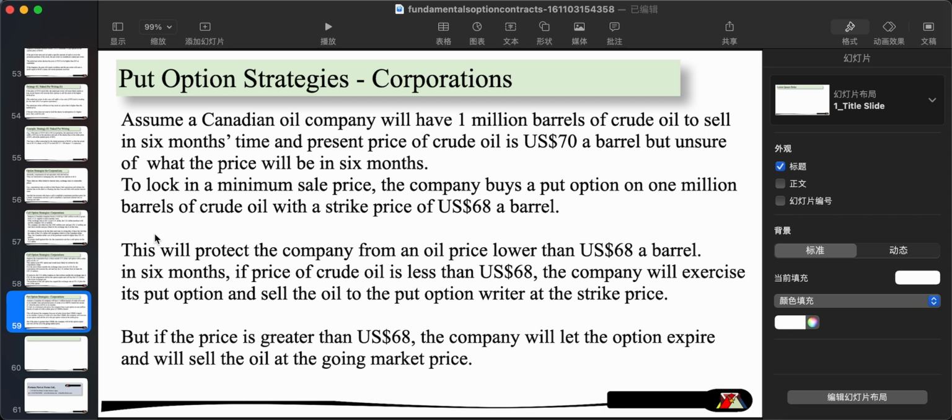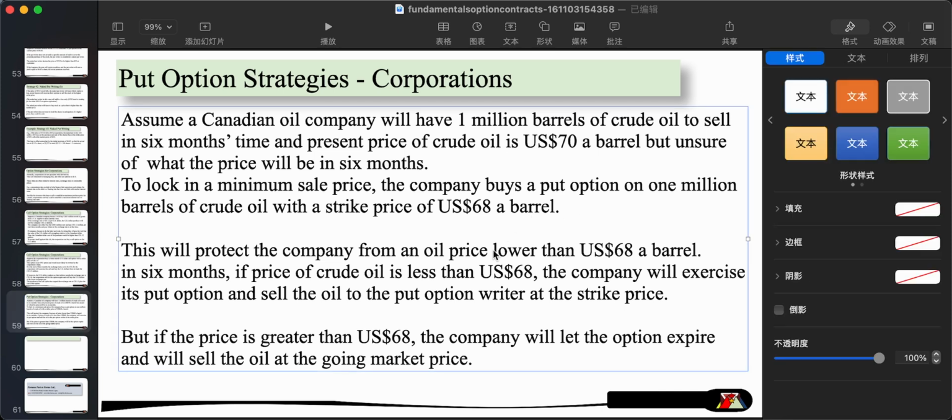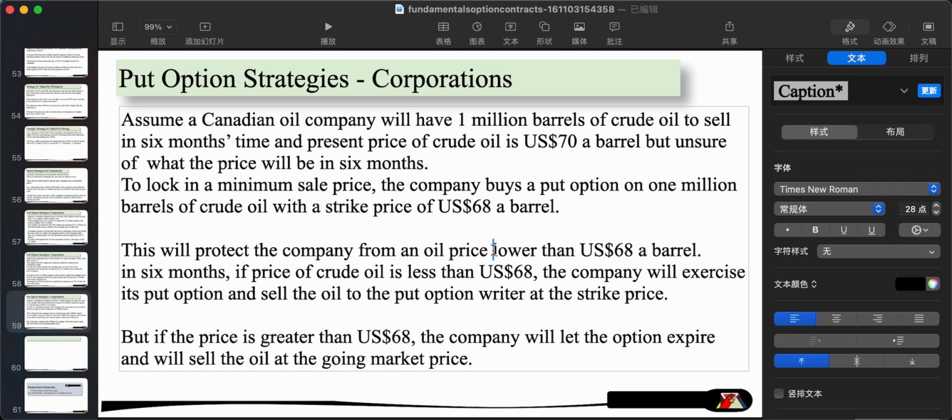Put option strategy for corporations. So assume a Canadian oil company will have 1 million barrels of crude oil to sell in 6 months' time and the current price of crude oil is $70 per barrel, but it is unsure of what the price will be in 6 months. So to lock in the minimum sell price, the company buys a put option on 1 million barrels of crude oil with a strike price of US $68 per barrel. So this will protect the company from an oil price lower than US $68 per barrel in 6 months.